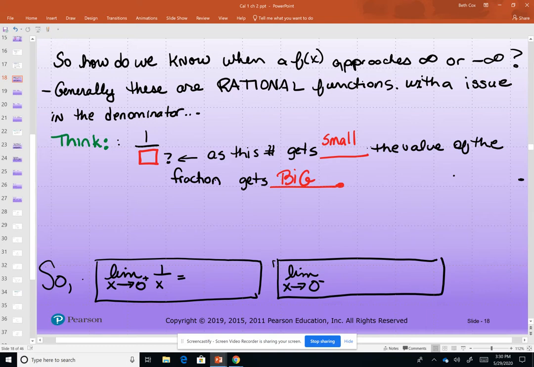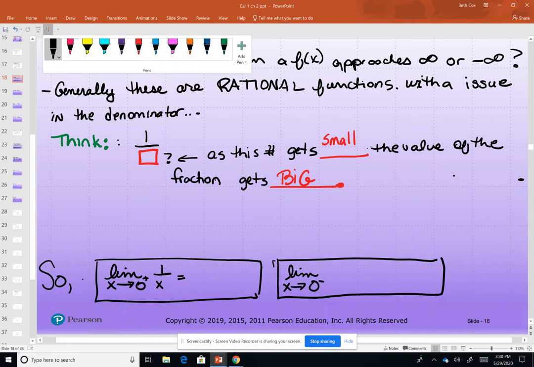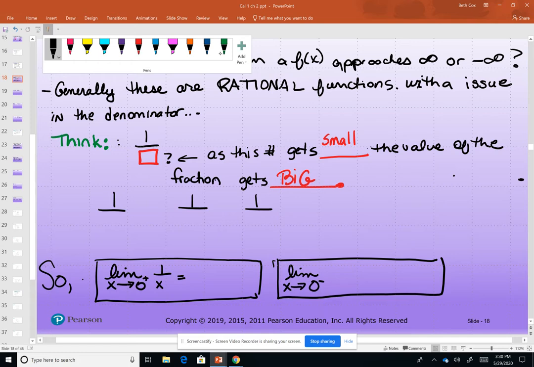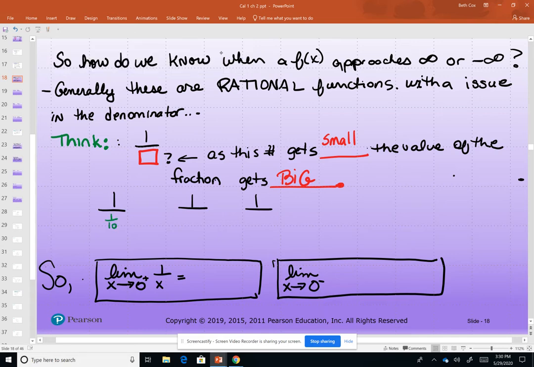Okay, so let's look at this. So when the denominator gets really, really small, so 1 over, let's do a couple of these. Let's say like 1/10 or 1 over 1,000 or 1 over 1,000,000. These are really, really small numbers. Okay, but because we're doing the reciprocal of these, 1 over 1/10, 1 over something is actually the reciprocal of it. So this is actually 10, and this is actually 1,000, and this is actually 1,000,000.